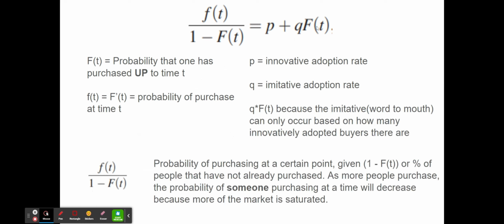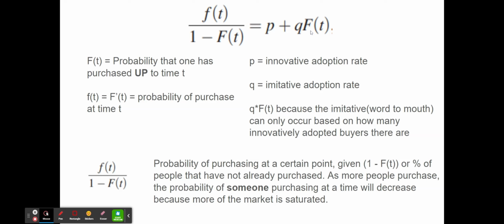This is the base equation we'll start with, the ODE. F of t is the probability that one has purchased the product up to a time t, and this is the important equation that we want to solve for. And then f prime of t, or little lowercase f of t, is the probability of purchasing at a time. At this time, how likely is someone to get the product based on p, the innovative adoption rate, which once again is someone buying due to an organic ad or something, or q, the imitative adoption rate, someone buying due to word of mouth or someone else.